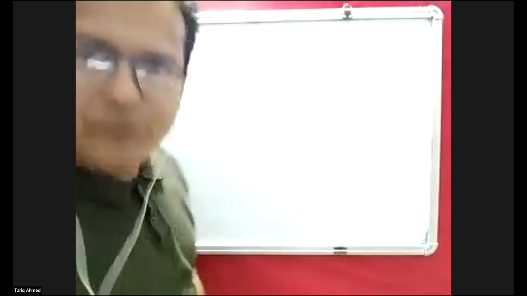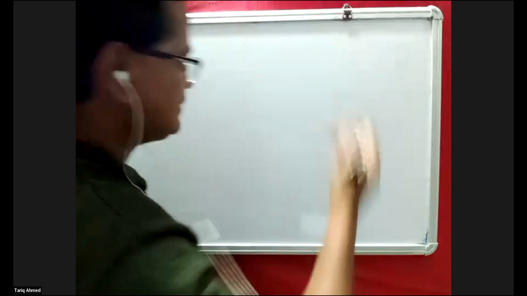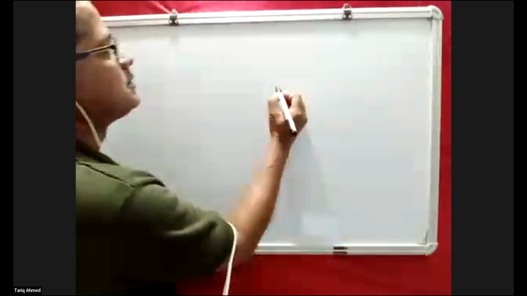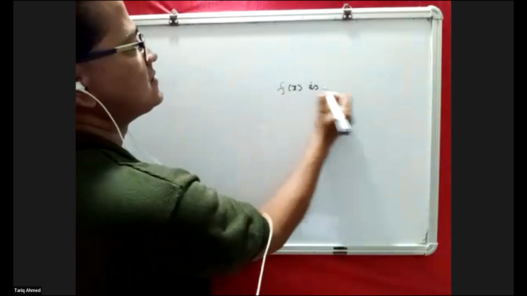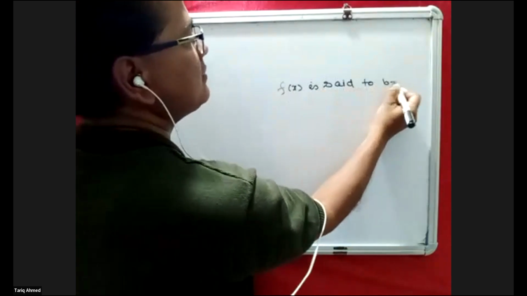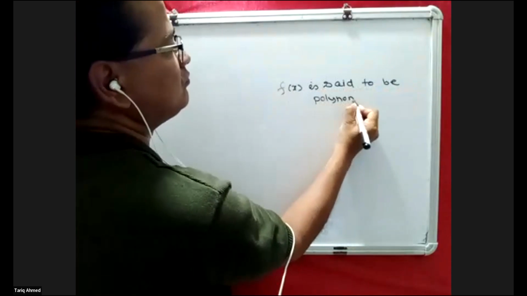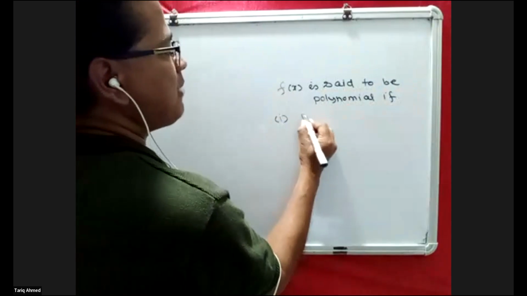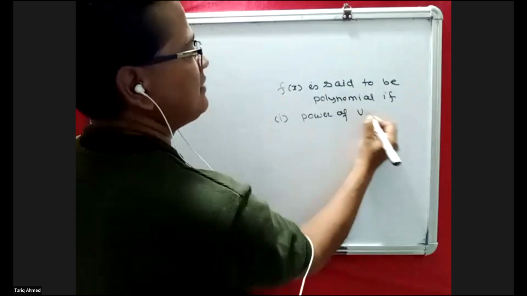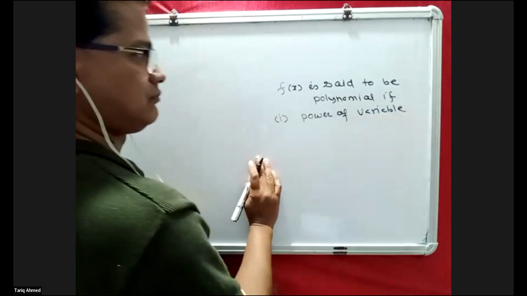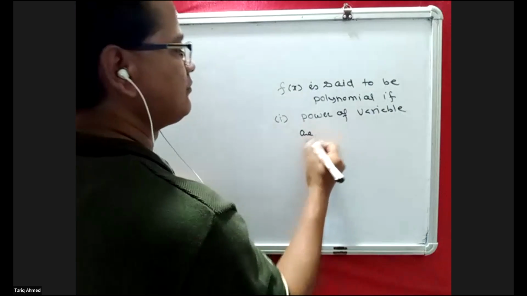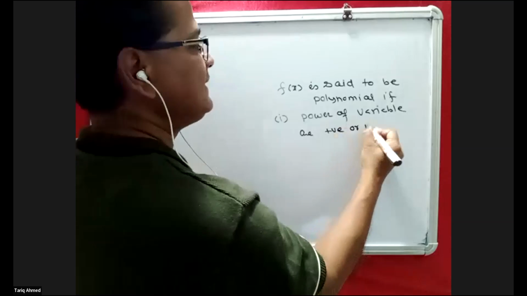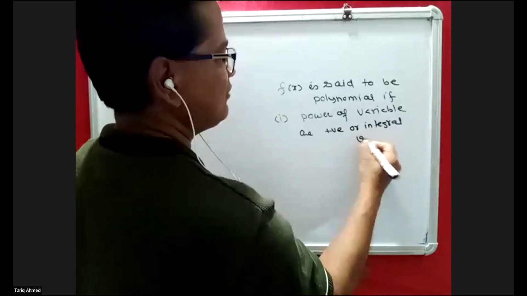Now, many identities we have to learn, and before coming to identities, one definition is there for a polynomial. f(x) is said to be a polynomial if, number one, the powers of the variable are positive or integral values. Integral values.